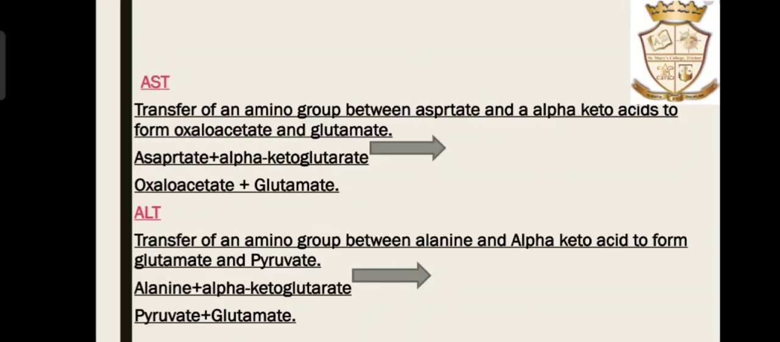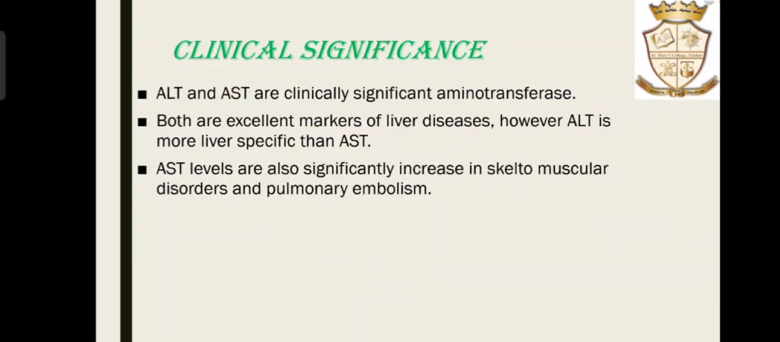skeletal muscle. AST transfers an amino group between aspartate and alpha keto acids to form oxaloacetate and glutamate. ALT transfers an amino group between alanine and alpha keto acid to form glutamate and pyruvate.